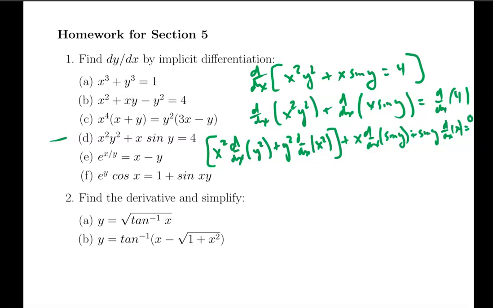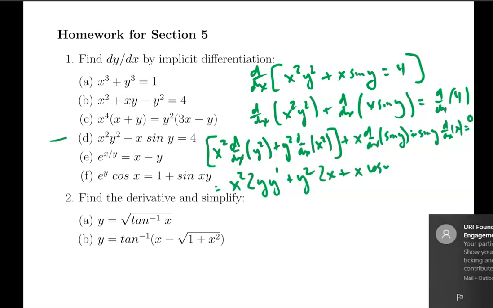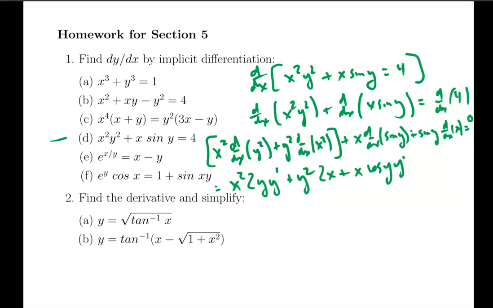Okay, so now we'll just go left to right here. So I have x squared. The derivative of y squared, that's obviously implicit, so it's 2y y prime, plus y squared times the derivative of x squared, that's not implicit, so that's just 2x, plus x, the derivative of sine y, that is implicit because it's y, so it's cosine y y prime, plus sine y times 1 is equal to 0. So the rest is algebra.